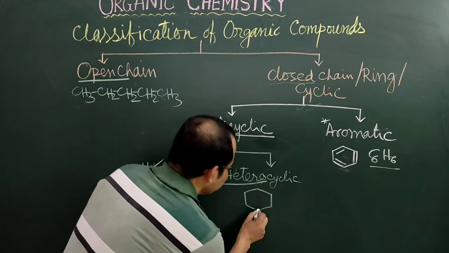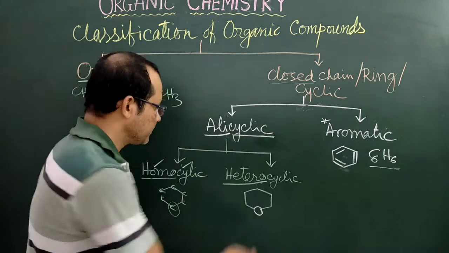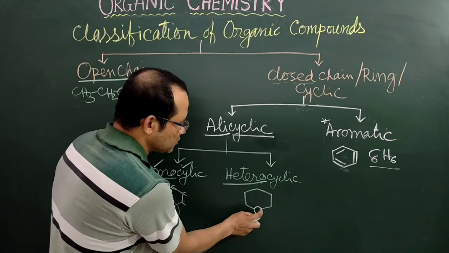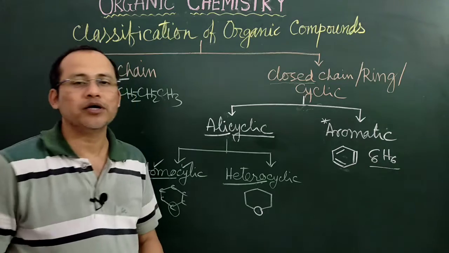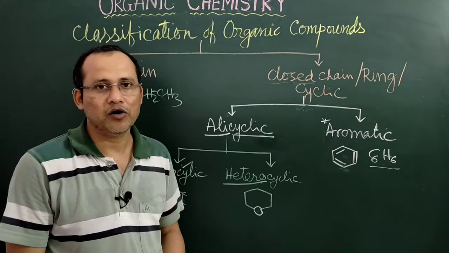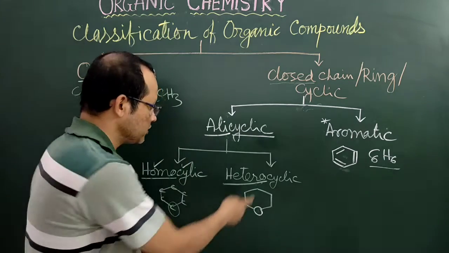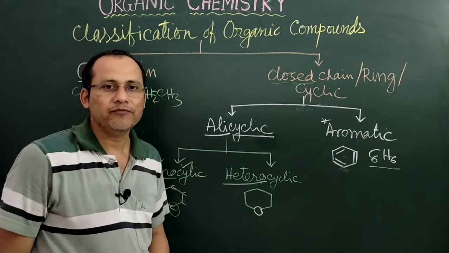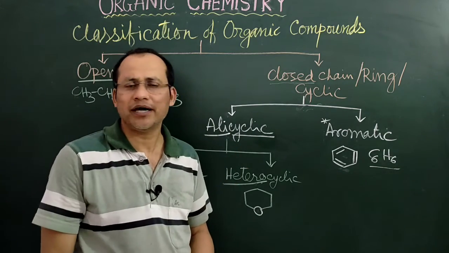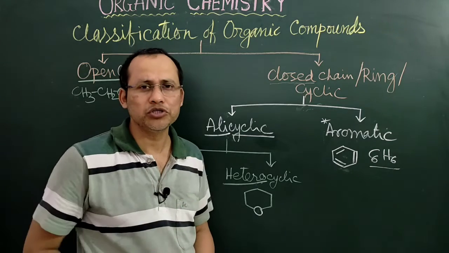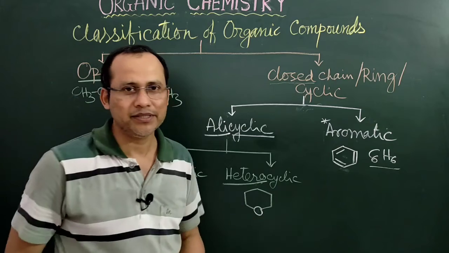If we put one oxygen here, the rest remaining the same, then due to the presence of a different atom here, the ring is now called a heterocycle, or the compound will be heterocyclic in nature. So this is one example of a heterocyclic compound. Now many more examples are possible. If you go through your textbook or reference book, you will find a lot of examples there.